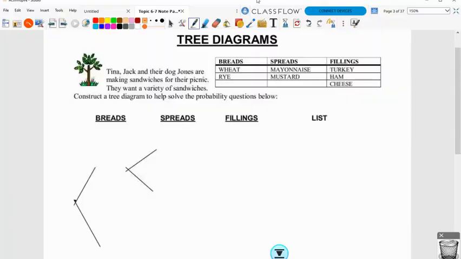In our lesson today, we're going to start by talking about tree diagrams. A tree diagram is very useful if you're looking to see what all of the possible outcomes are for a certain event. A tree diagram will help us create a list, which we call our sample space. So let's take a look at our first example.